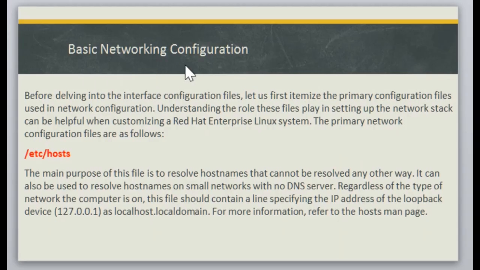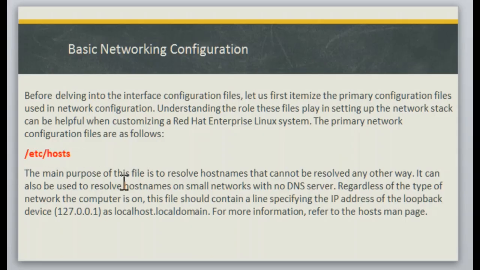So let's talk about the basic networking configuration. Before delving into the interface configuring files, let us first itemize the primary configuration files used in network configuration. Understanding the role these files play in setting up the network stack can be helpful when customizing a Red Hat Enterprise Linux system. The primary network configuration files are as follows. They're going to be stored in /etc/hosts. That's going to be the first one.